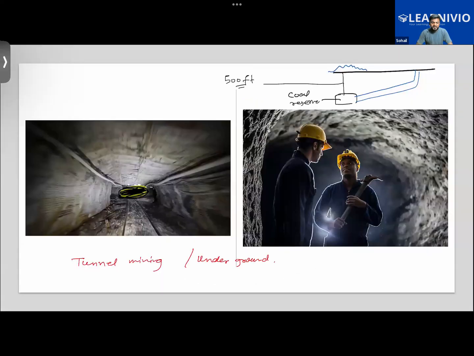But in some cases, what if the coal reserves are found at a great depth? It is found 500 feet below the ground. Then we have to do tunnel mining. Whether it has to be tunnel mining or surface mining will depend upon the depth at which coal reserves are found.